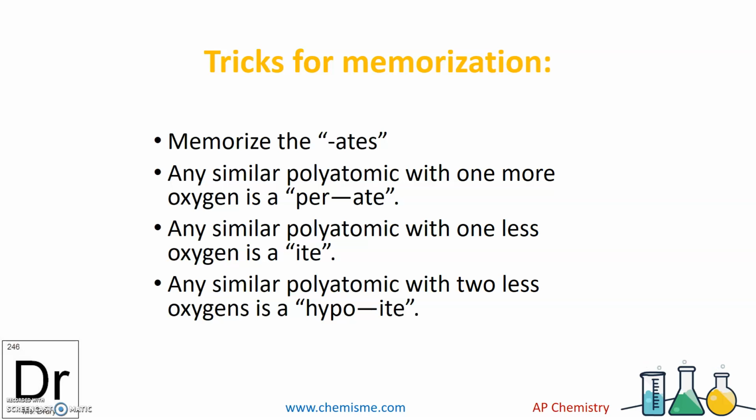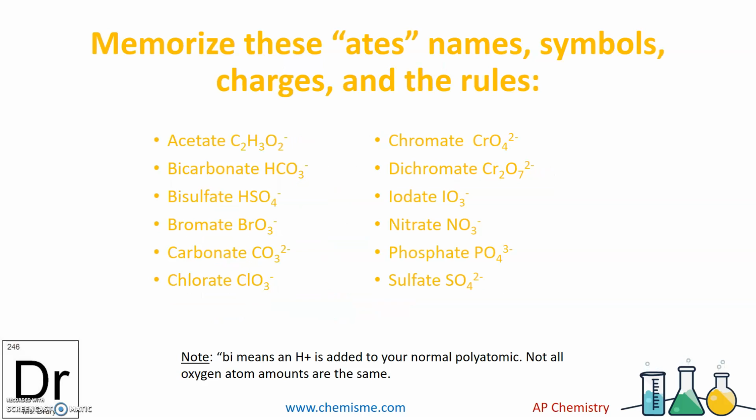Any similar one with ite would be one less oxygen. So if ClO3 was chlorate, ClO2 would be chlorite. And a similar polyatomic that has 2 less oxygens is hypochlorite, right? So that would be ClO. So here you can see these ates are the ones that come up the most often.